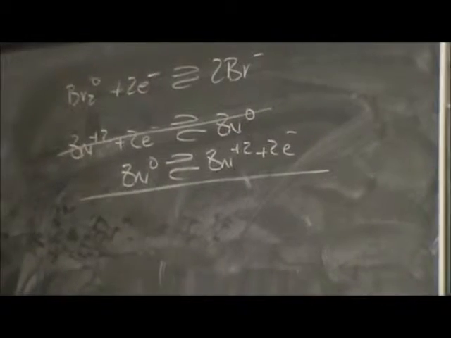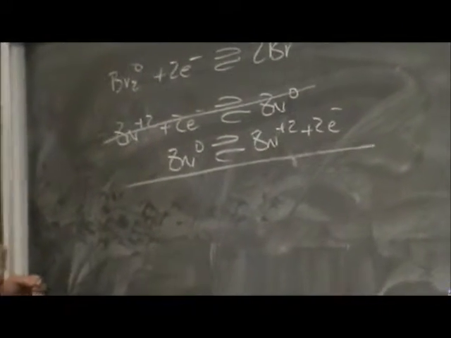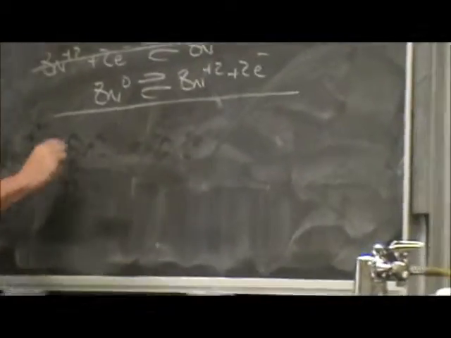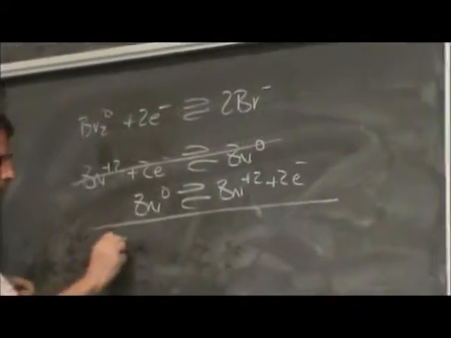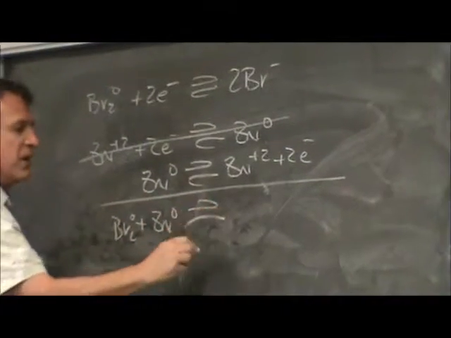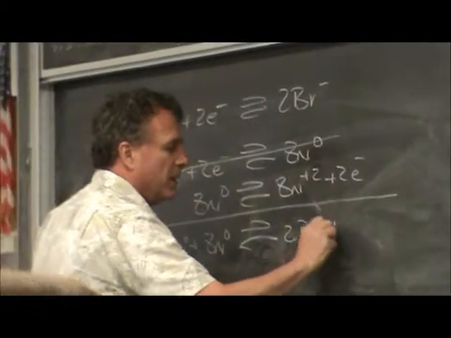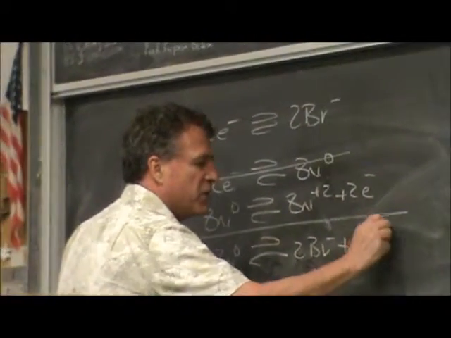And before we add them together, we want to make sure what? Electrons cancel, or they're going to cancel, aren't they? So we'd have Br2 plus Zn0 gives us 2 Br minus plus Zn2+.